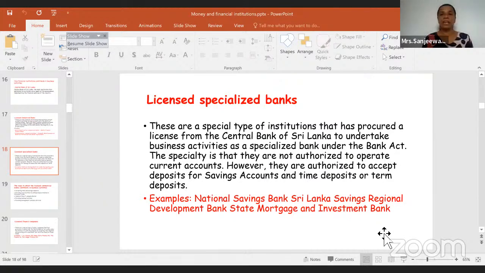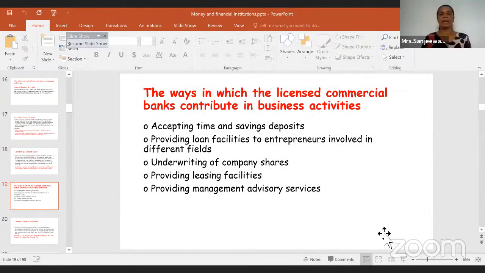Then the ways in which licensed commercial banks contribute to business activities. So how can these licensed commercial banks contribute? They accept time and savings deposits, right? That's one way. They provide loans to entrepreneurs, right? They underwrite company shares, right? What do you mean by that? When companies are selling shares, if there are unsold shares, these banks buy all those unsold shares. They provide leasing facilities and management advisory services, right? So these are some of the services done by licensed commercial banks.